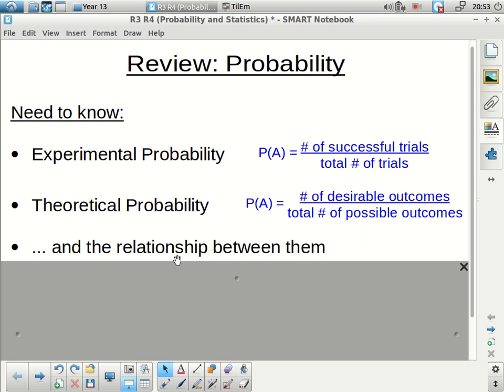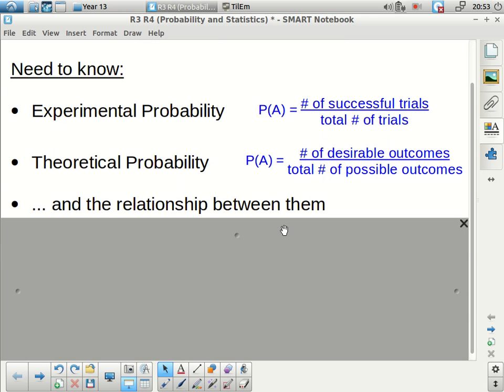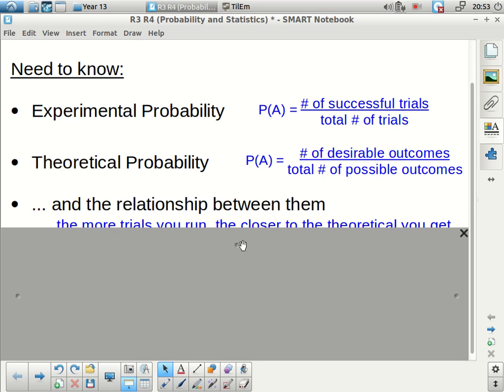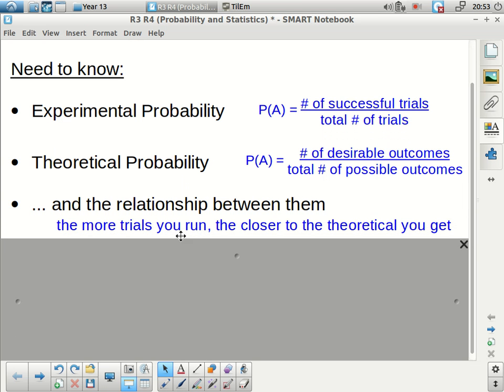Okay. And connecting the two things here, you need to know about the relationship between them. So this is the classic multiple choice question from your test. The idea is that the more trials you run, so if you keep running the experiment, you should get closer and closer to the theoretical probability. As you keep going, you will get more and more close to what it should be. It might not necessarily be perfect, but you will get really close to what the theoretical should be.